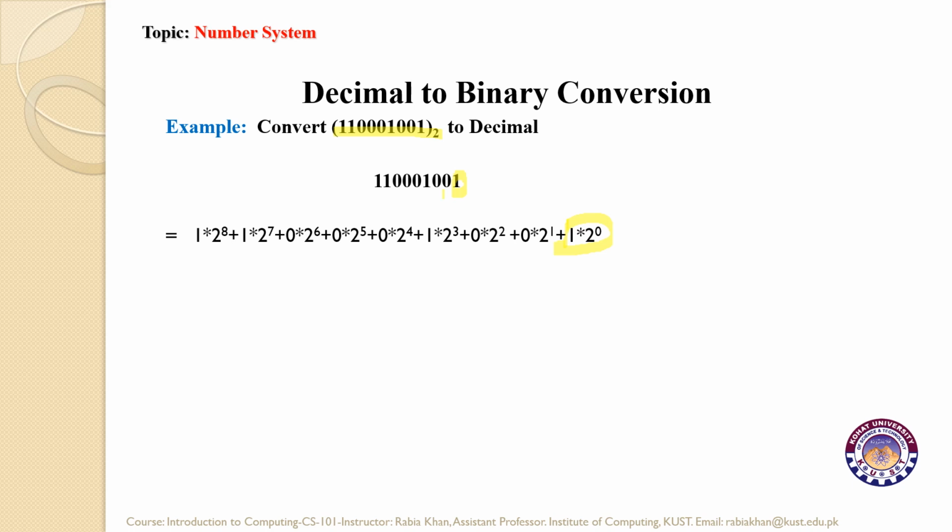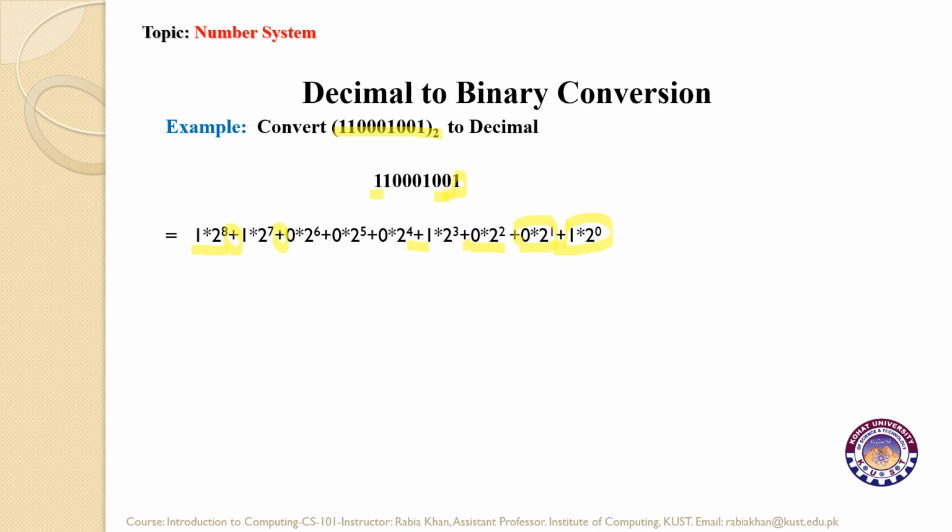The next digit is 0. So this 0 is being multiplied with 2 having power 1. The next digit is 0. So this 0 is then multiplied with 2 having power 2, and so on till we reach the last digit, which is 1, and it is being multiplied with 2 having power 8. So all these products are then summed up, as you can see here.